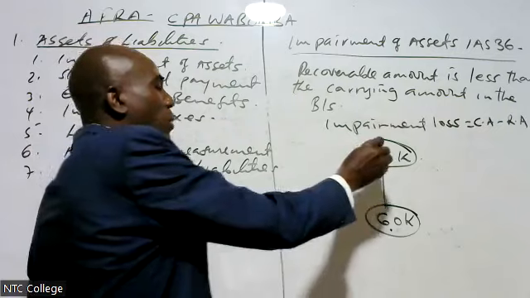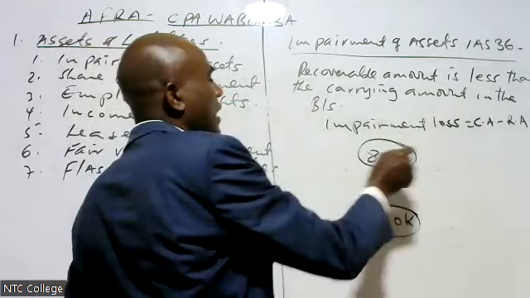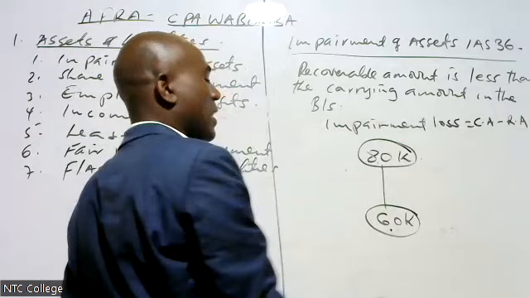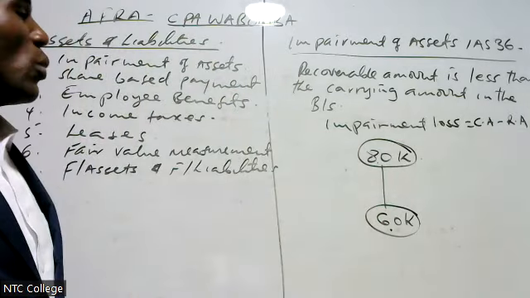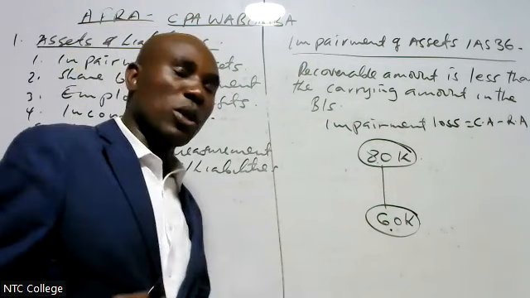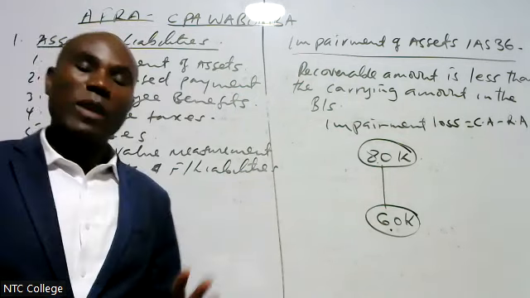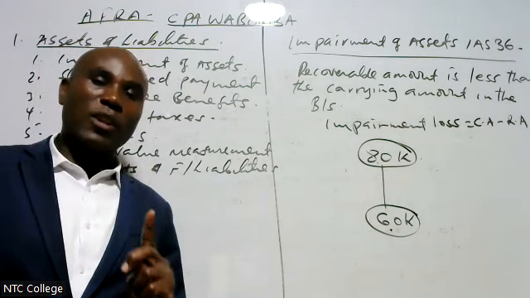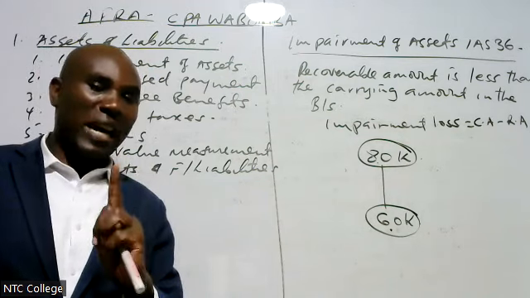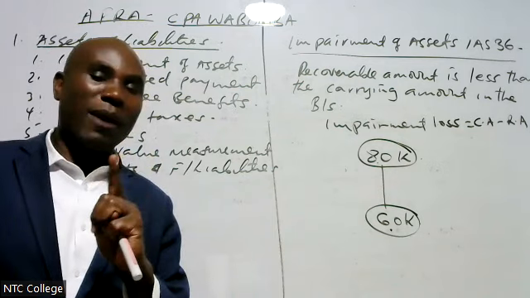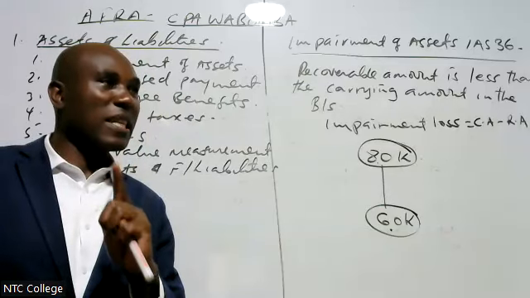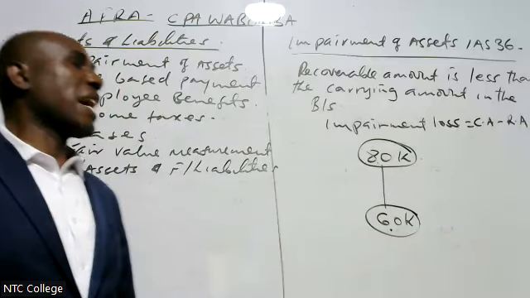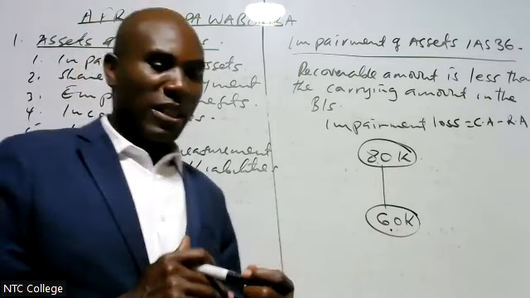Therefore, the carrying amount of an asset is 80K, but when I want to sell this asset, I can only recover 60K. Remember, the asset is still new. That difference is what we call impairment. That's why we are saying impairment is the loss of value of an asset, so that the recoverable amount, what I'm recovering from that asset, is less than the carrying amount in the balance sheet.